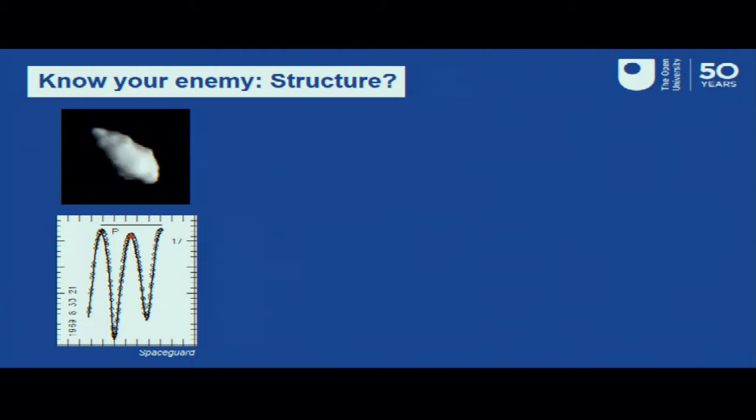So you see two peaks, two maxima and two minima, which correspond to the largest area and the smallest area as an elongated object spins. So it's very easy to work out what the spin period of that object is. And you can actually work out its shape by observing it from different geometries at different years of observations. But that's not really terribly interesting if you're going to be hit by this thing.